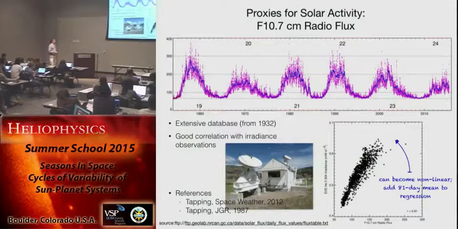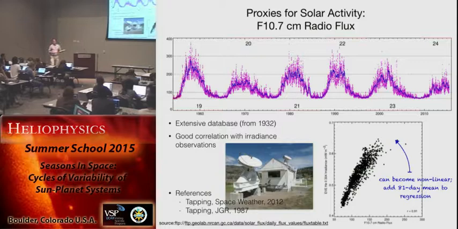Another proxy for solar activity is the 10.7 centimeter radio flux. This is a really nice proxy for solar activity. It can be measured from the ground, and it has been measured since the early 1930s. This is Penticton, I think, in British Columbia. Here's where they actually make this measurement.